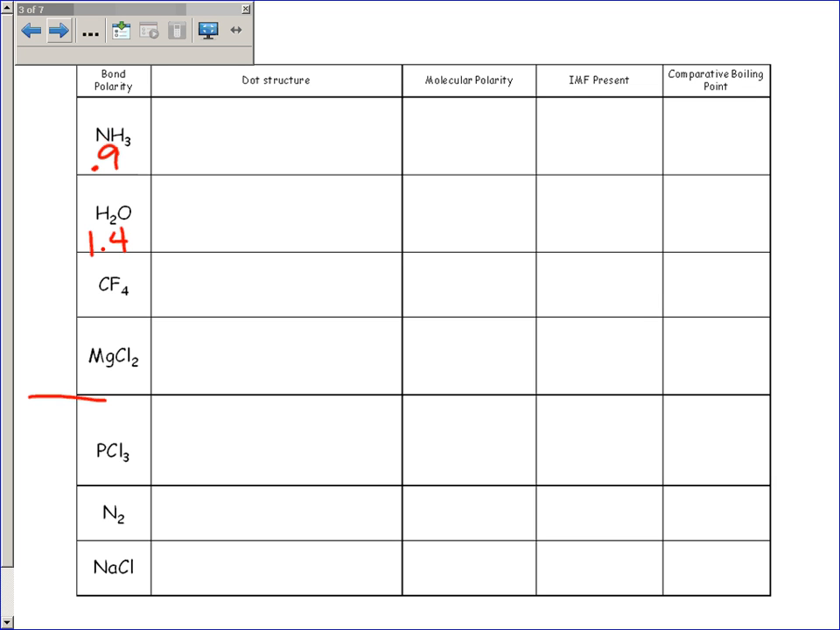4 minus 2.5 is 1.5. And then magnesium and chlorine, 3 minus 1.2 is 1.8. Now I'm going to do my dot structure. Nitrogen is in group 5. It has 5 valence electrons. That's a total of 8 valence electrons. 32 valence electrons. And then magnesium chloride, this is different because this is ionic.